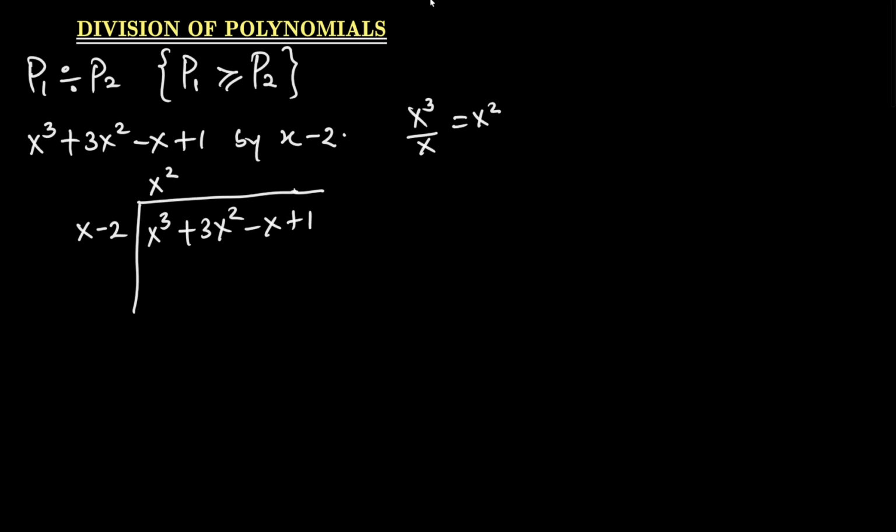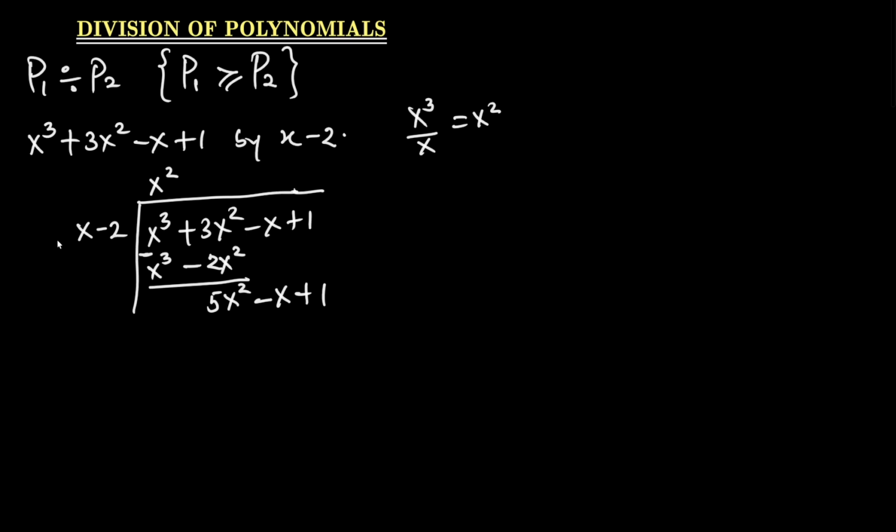Now from here, we have to multiply. We take x squared to multiply x, so this is x to the power of 3. And then we take x squared again to multiply negative 2. So you have negative 2x squared. And when you do that, you subtract. So 3x squared minus 2x squared is going to be 5x squared. Then we bring this down, minus x, then we bring this down as well, plus 1.